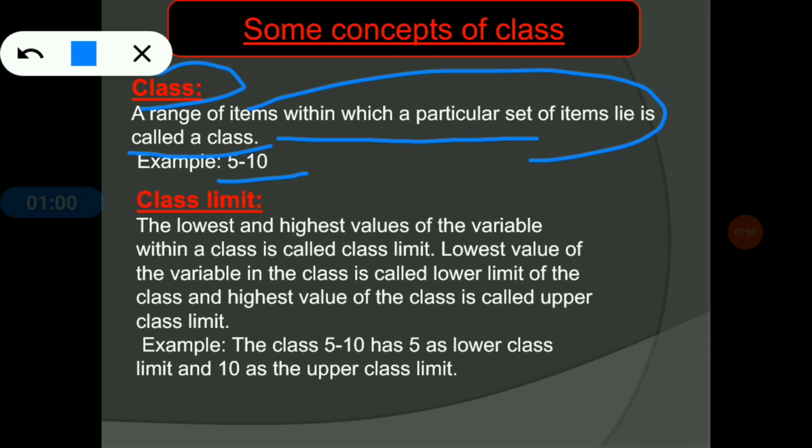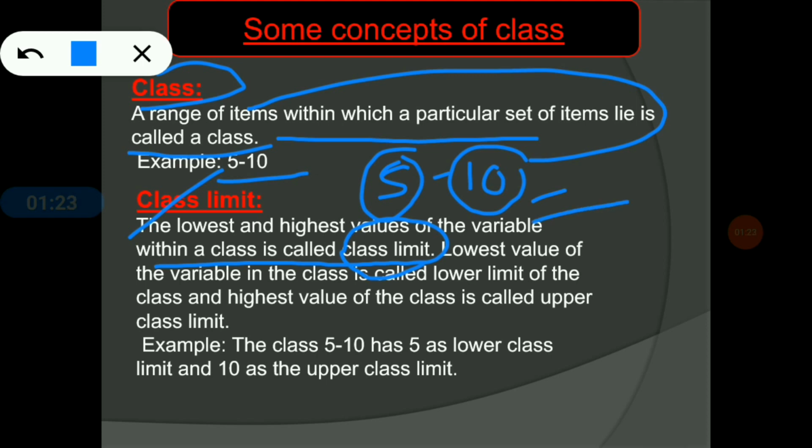It has several parts. The first one is the class limit. The lowest and highest values of the variable within a class are called the class limits. In 5 to 10, both are class limits. The lowest value in this class is 5 and the highest value is 10. So 5 is the lower limit and 10 is the upper limit. I think it is clear.